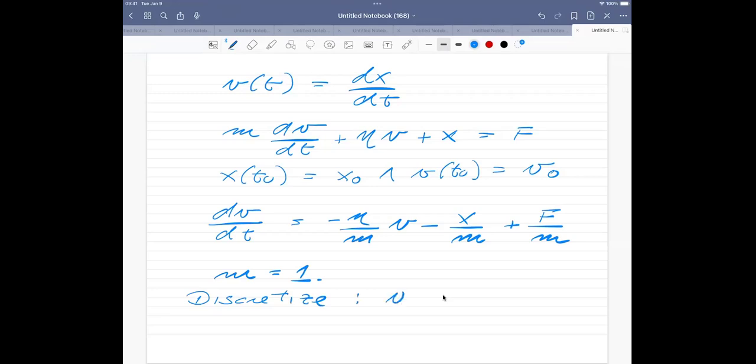So that means that velocity goes over to some v of i, which is the same as v at the time t of i. And the position goes over to x of i, which is again the same as t of i. And time has been discretized.